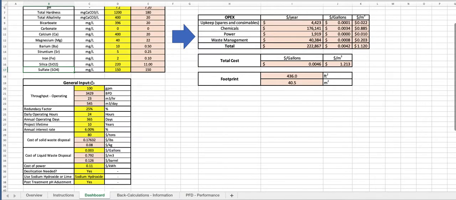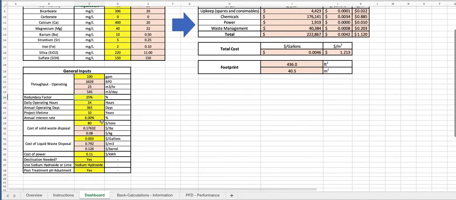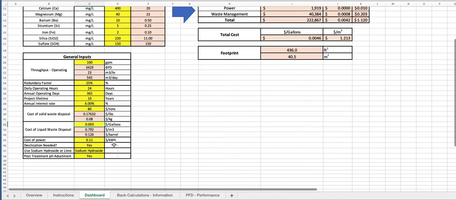The general inputs here will enable you to define the throughput of the system, the redundancy factor that you want to include, whether you want to do 25% above design or whatnot, daily operating hours, 24 hours or otherwise, annual operating days, the project lifetime, as well as annual interest rate. This unit also provides you with some normalized capex cost for the system, the cost of solid waste disposal, the cost of liquid waste disposal, if any, and the cost of power.